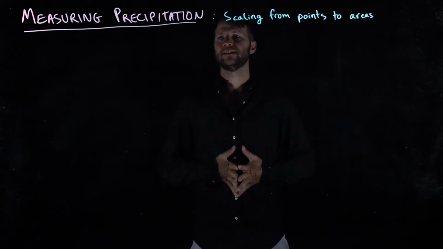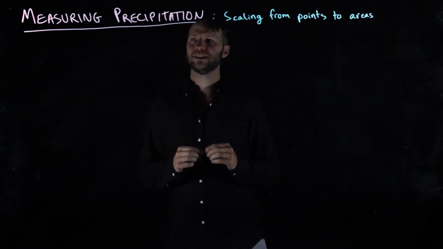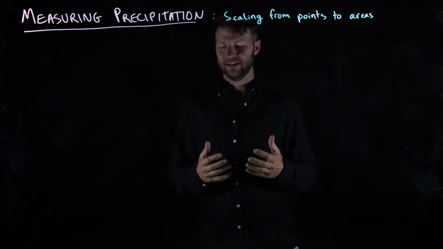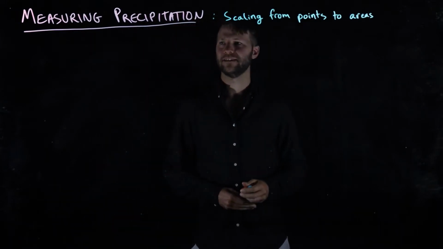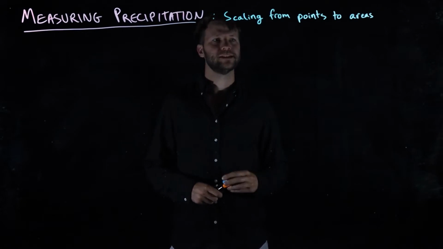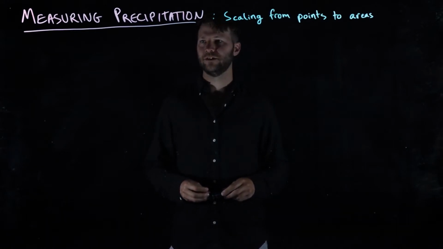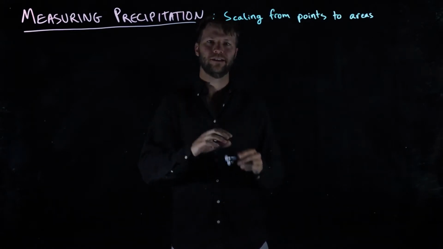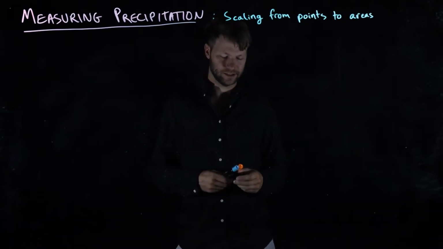We now need to consider how to scale from individual point-based measurements of precipitation to larger areas. In many cases, we can't rely on remotely sensed satellites or radar for this because it's simply too inaccurate. Point-based precipitation gauges remain the most accurate way to measure precipitation, but we frequently don't need to know about precipitation at a point, but rather over an area, for example, a catchment, in order to do mass balance.